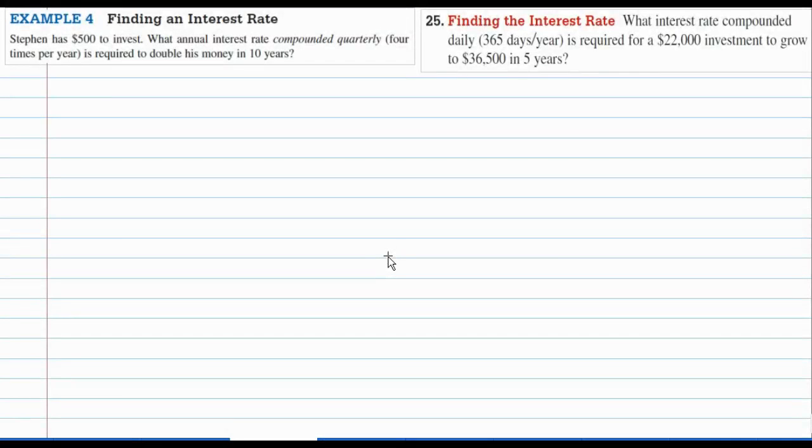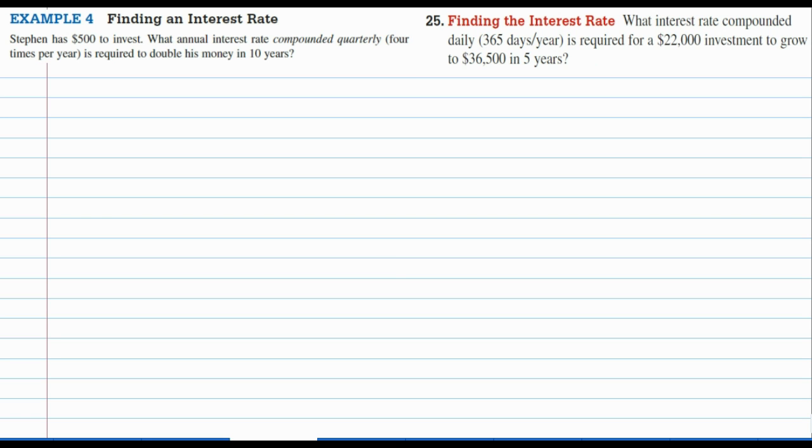This is the screencast for section 3.6, example 4. We're going to find an interest rate this time, so our variable is going to be our interest rate. Stephen has $500 to invest. What annual interest rate, compounded quarterly or 4 times per year, is required to double his money in 10 years?